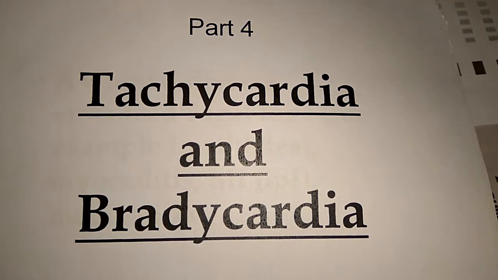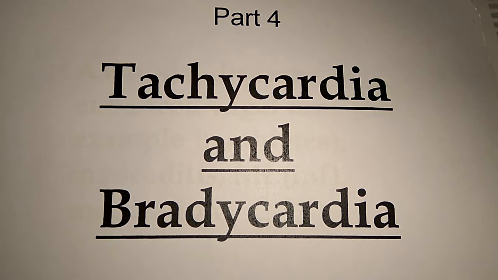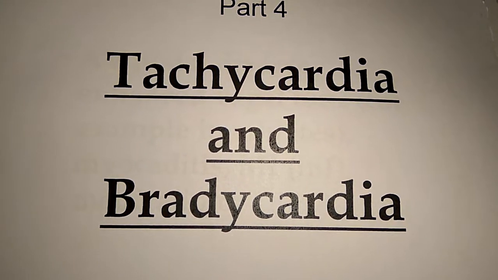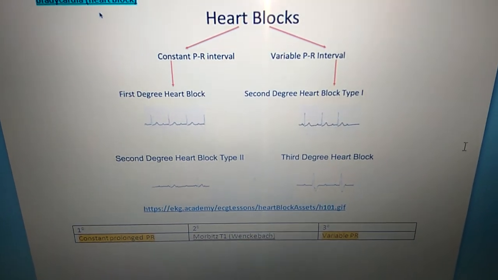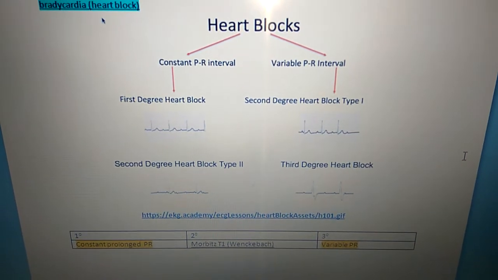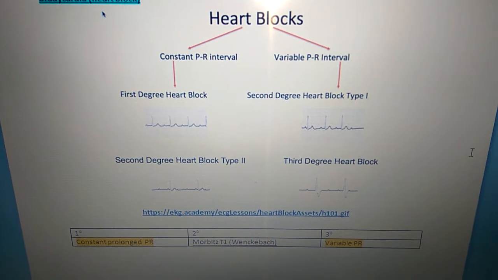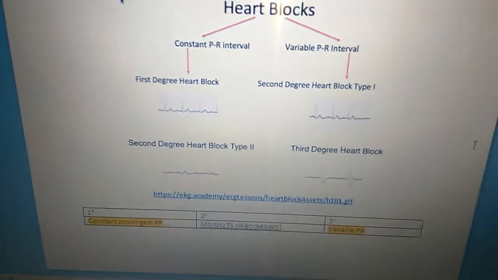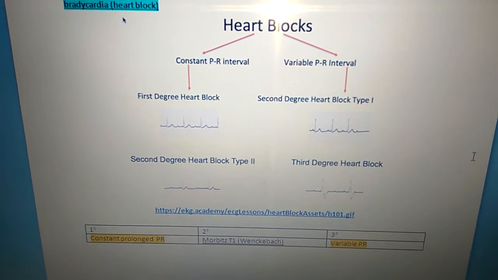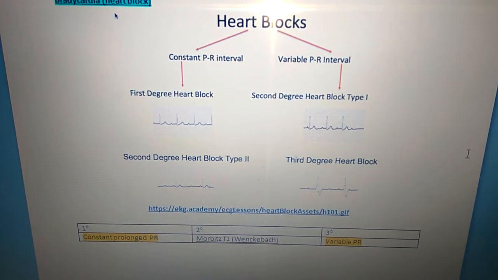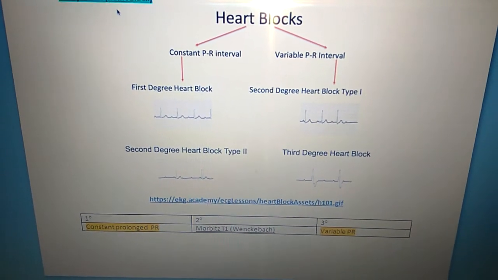Okay, let's go to part 4 of the ECG course, tachycardia and bradycardia. We will start with bradycardia. Bradycardia causes are such as heart blocks. Heart blocks we can subdivide into first degree, second degree and third degree heart block. But first question, we must look at the PR interval, whether it is constant or variable.